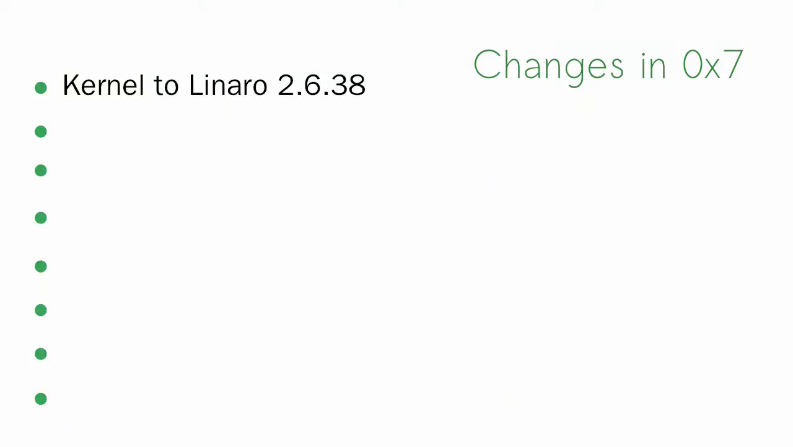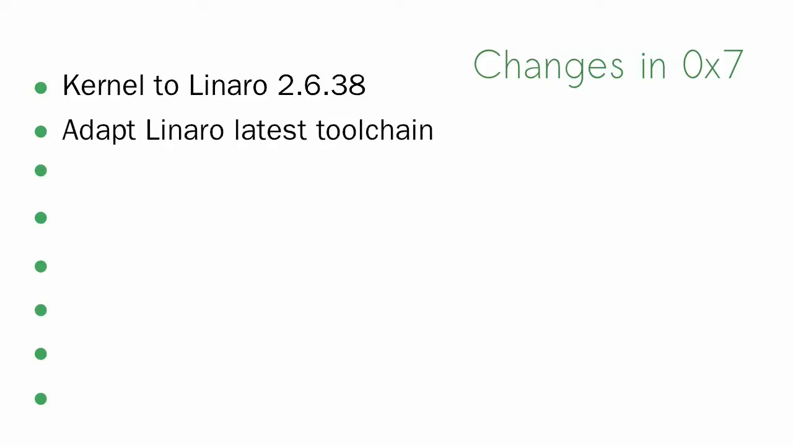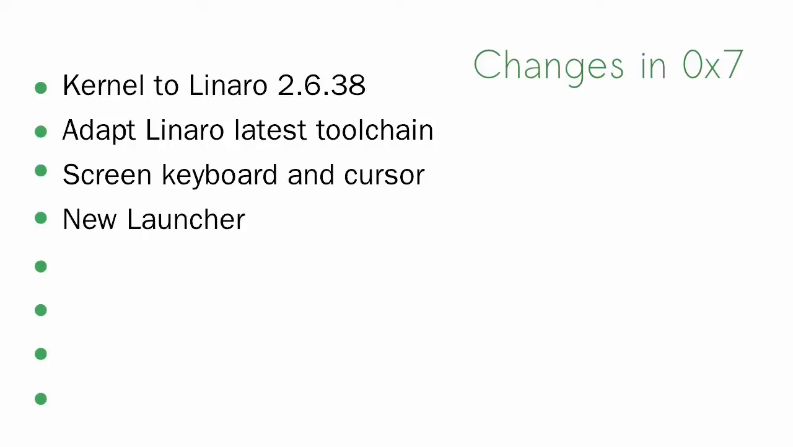Upgrade kernel version to Linaro 2.6.38. Adapt the latest Linaro toolchain to optimize the whole Android software stack. Graphics-specific tweaks for Android framework. Improve the efficiency of on-screen keyboard and software cursor movements. Introduce the faster and powerful launcher for Android.